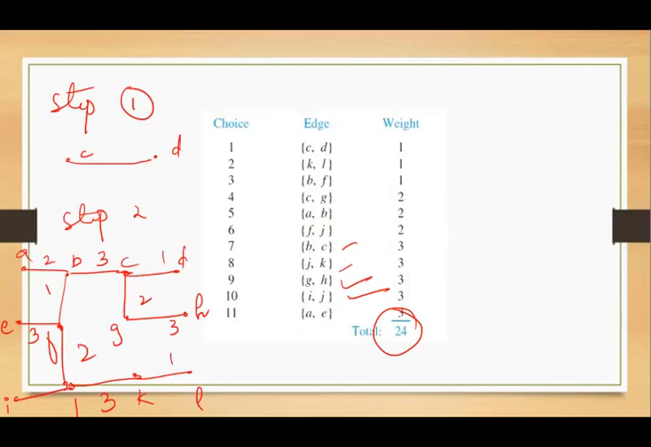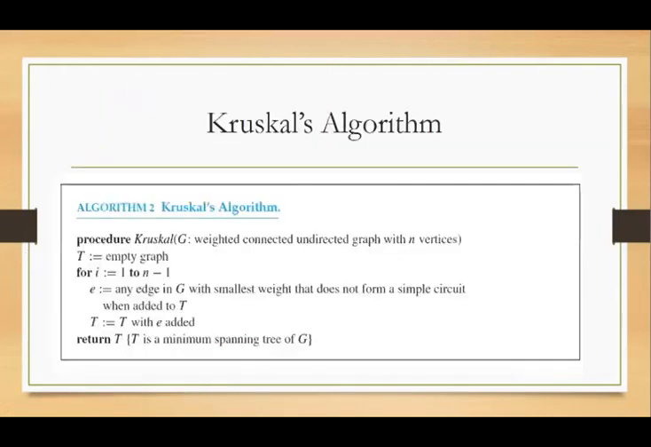And also, I'll show you the algorithms of how you're supposed to solve it. Kruskal's algorithm: the input is a weighted connected undirected graph with n vertices. You have to take an empty graph T. For i equal to 1 to n minus 1, your loop will run n minus 1 times. What you are supposed to do is add any edge with the smallest weight that does not form a simple circuit when added to T.